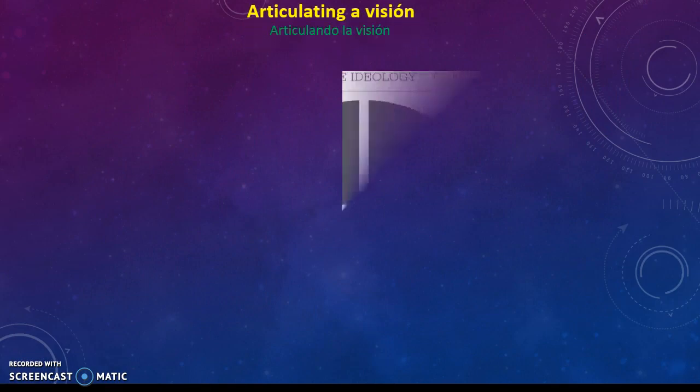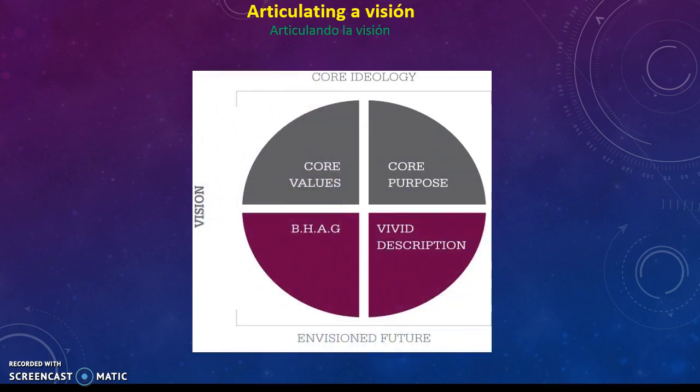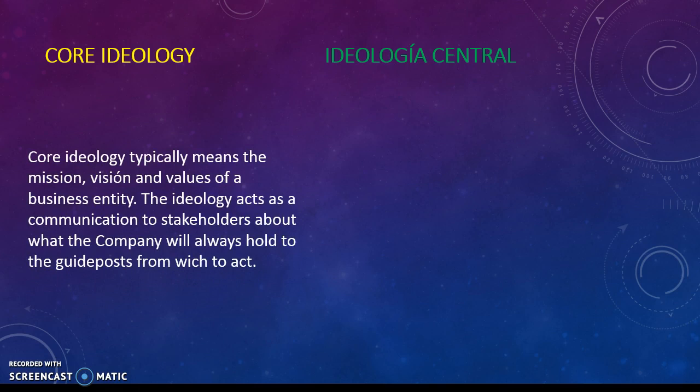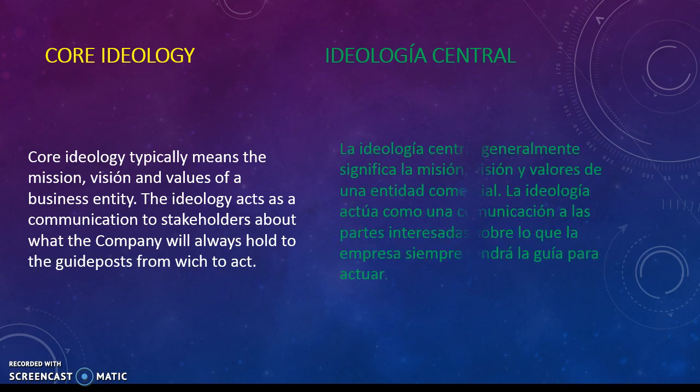Articulation and vision: core ideology, core values, core purpose, BHAG, vivid description. Evaluation feature, vision. Core ideology typically means the mission, vision, and values of a business entity. The ideology acts as communication to stakeholders about what the company wants, always serving as the starting point from which to act.